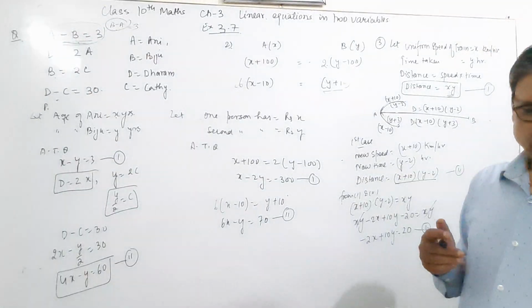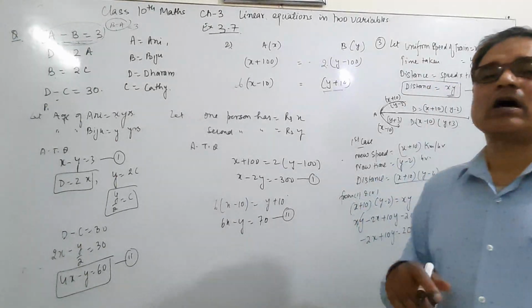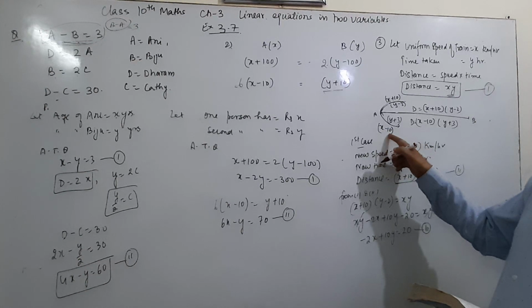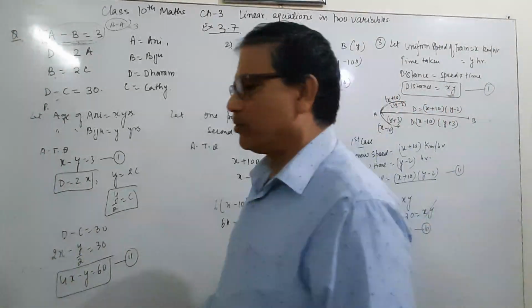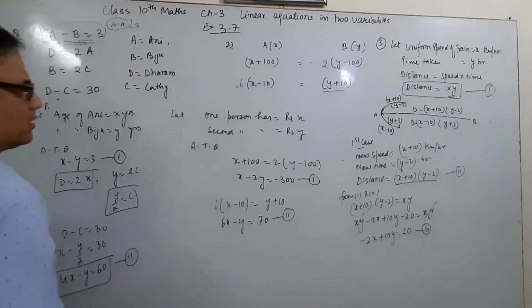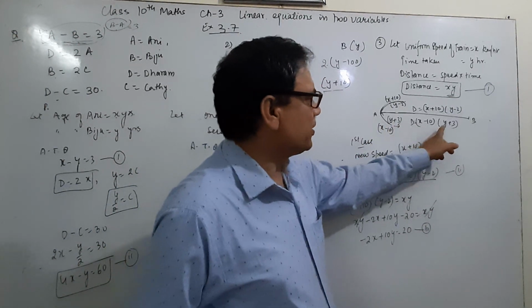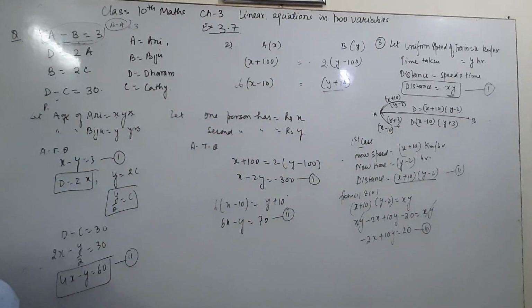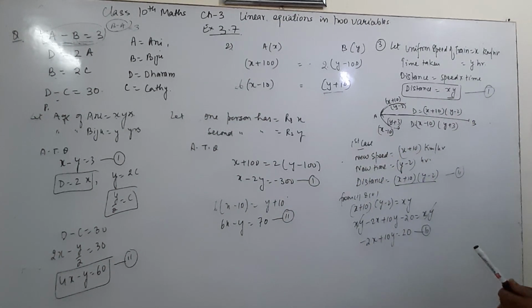Now, if the train was slower by 10 km per hour, the speed is reduced, so the speed X will be reduced by 10, and it takes 3 hours more than the scheduled time. 3 hours more means Y plus 3. If the speed is decreased, then the time is more, Y plus 3, but distance is equal to speed into time. We have to apply the same condition again. First, second and third. What is the third equation? Now, again the second case.